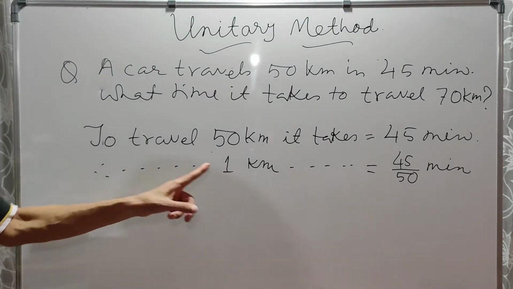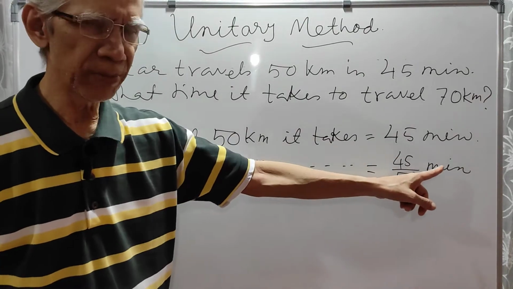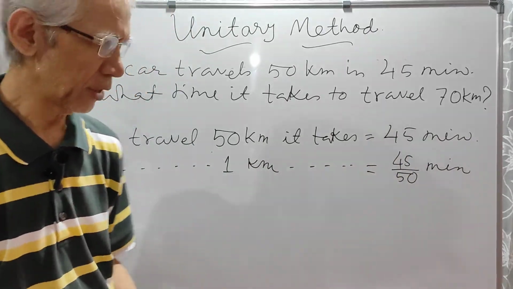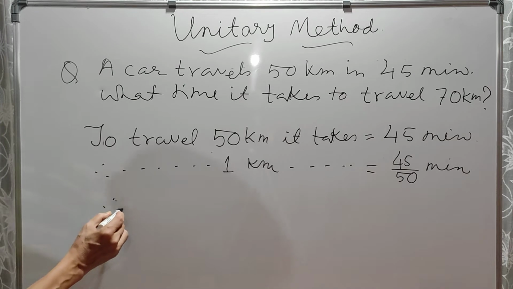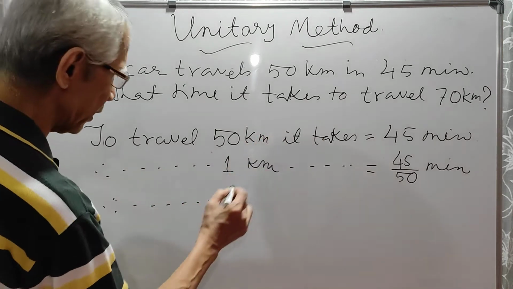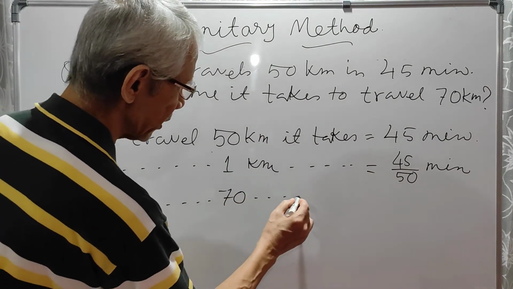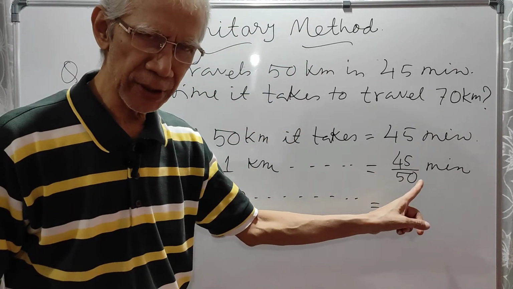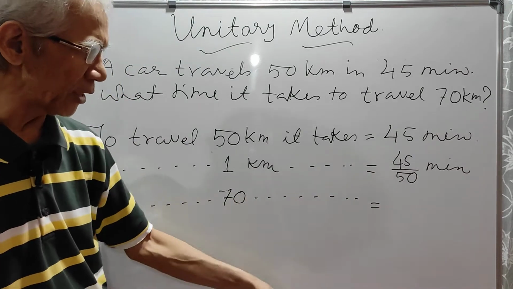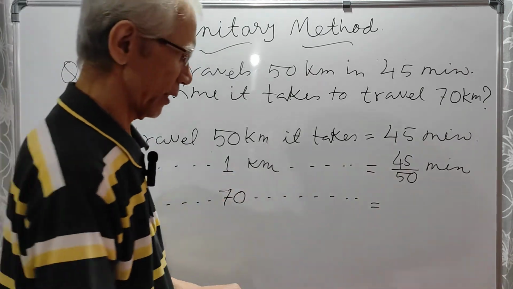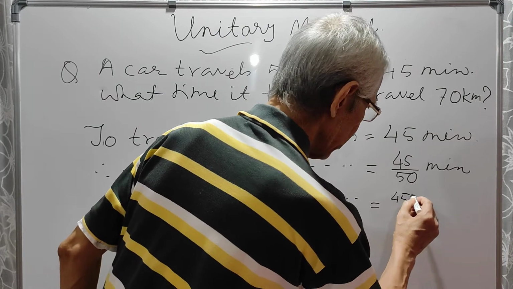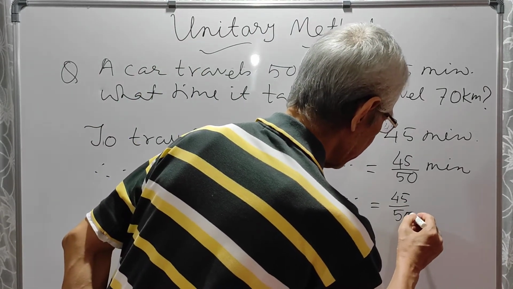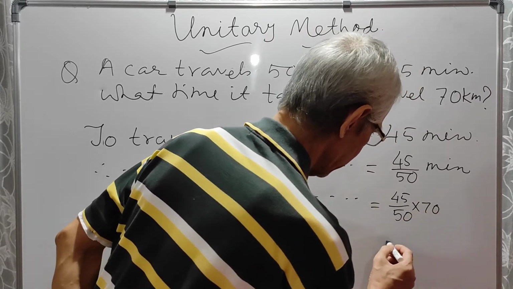So to travel 1 kilometer it takes what time? 45 by 50 minutes. Now we can cancel, but we will not do that. We will do it next time together. Therefore, to travel 70 kilometers, it takes what time? Now to travel 1 kilometer, it takes this many minutes. Now to travel 70 kilometers, definitely it will take more. Therefore, we will multiply. So when more, multiply. When less, divide. So 45 by 50 into 70, so many minutes.